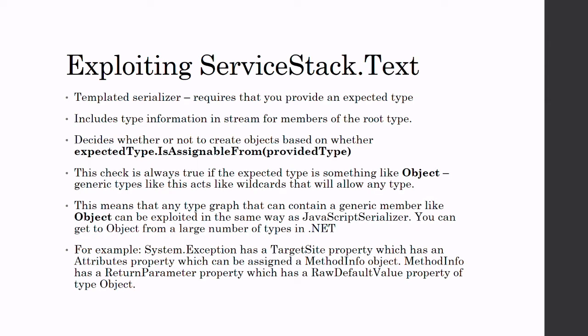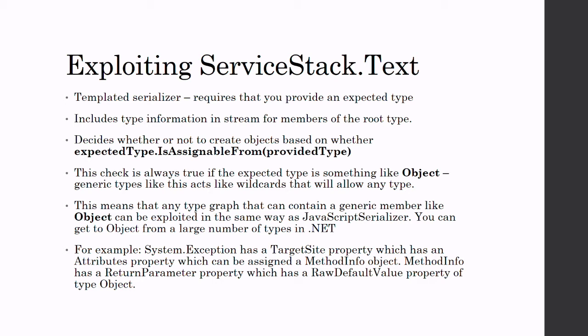Then there's ServiceStack.Text. This is an API I looked at myself because people in Microsoft are wanting to use it. It's a little bit different. It's a templated serializer. So when you do a serialization or a deserialization, you have to give it a type. And although it puts type information in the stream, it tries to make sure that the types it deserializes match up with the ones it's expecting based off of the type you gave it.